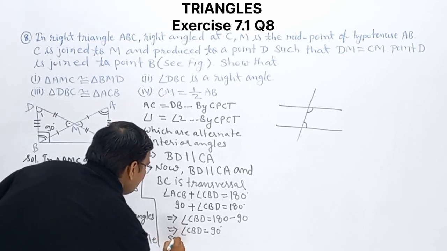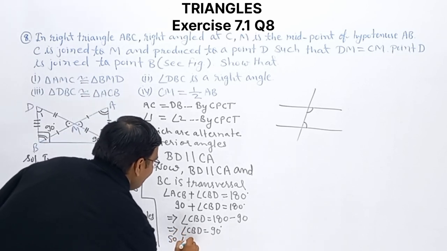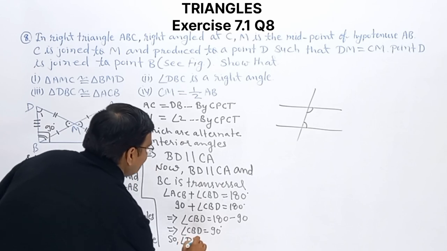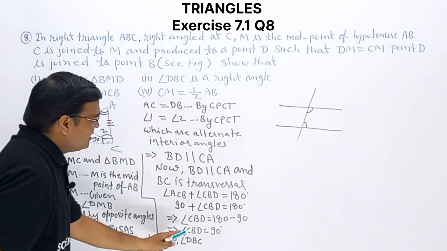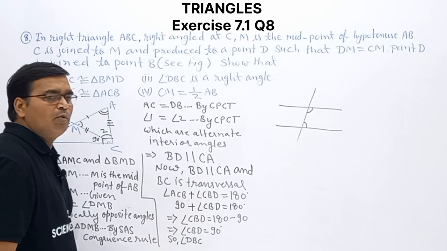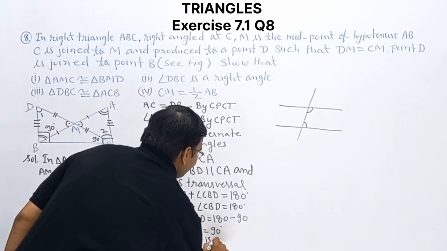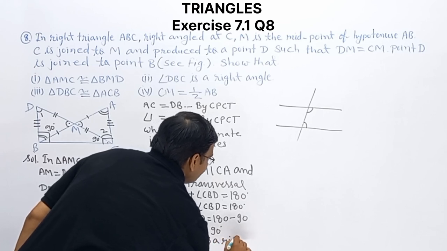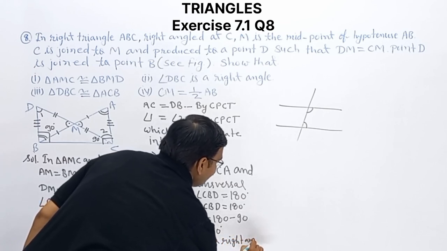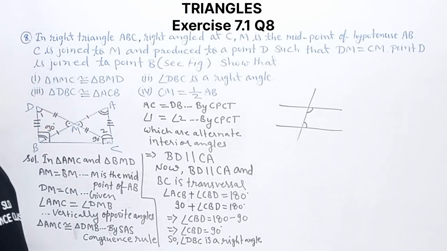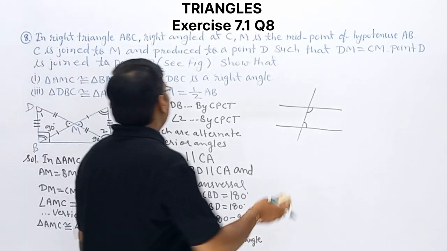So what can we say, angle DBC is the same as angle CBD, or we can say angle DBC, both are correct. Angle DBC is a right angle. What is a right angle? We proved this one, yes or no? We proved DBC. Second question, angle DBC will be 90 degrees. Now for the next two questions, how will we prove them? Observe carefully.